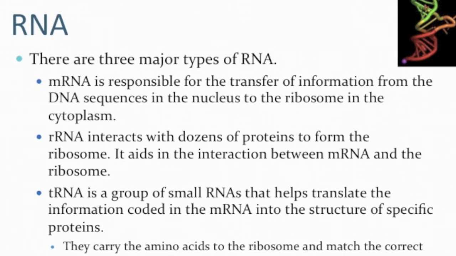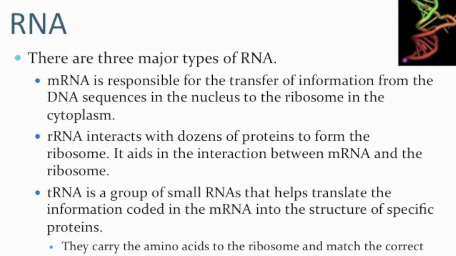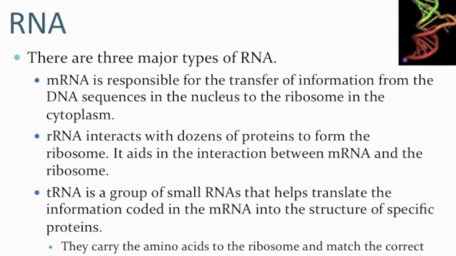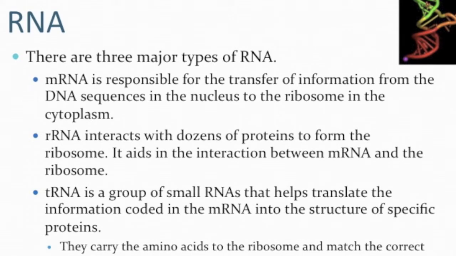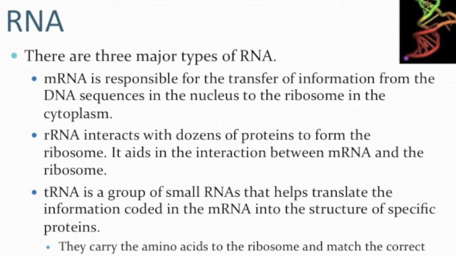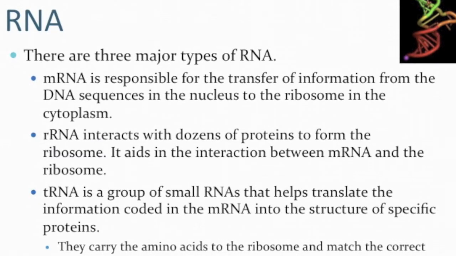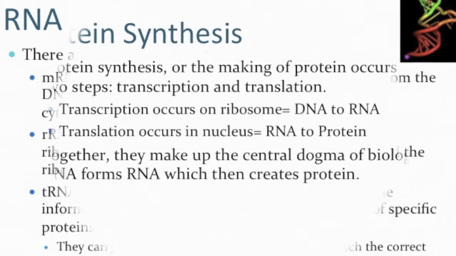The last type of RNA is transfer RNA or tRNA. These are the building blocks of proteins. tRNA molecules are covalently attached to the corresponding amino acid at one end, and at the other end they have a triplet sequence called the anticodon that is complementary to the triple codon on the mRNA.